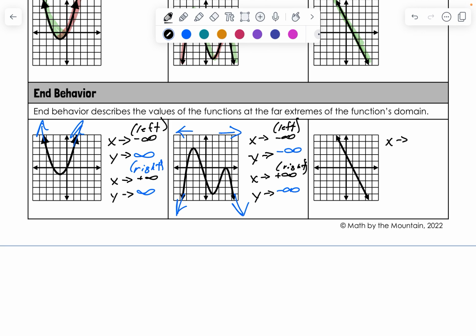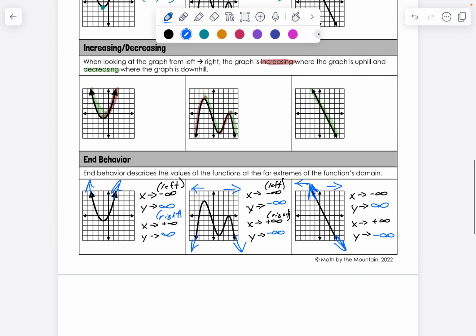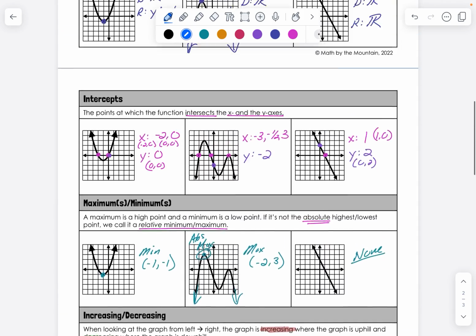Let's see, as x goes to negative infinity, what's happening to y? As x goes to positive infinity, what's happening to y? So as we look to the left, as we look this way, oops, I meant to have that blue. As we look this way, what's happening? Oh, it's going up, up, up to positive infinity. As we look to the right, what's happening? Oh, it's going down, down, down to negative infinity. So that's the end behavior. What's happening as you look to the far left and the far right?